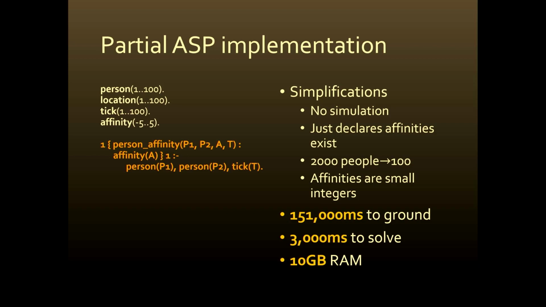It says there are 100 people, there are 100 time ticks. There is an affinity between every 2 people at every point in time, and it is one of 11 possible values. And that takes 10 gigabytes of RAM to execute, and it's not doing simulation. And I do not have enough disk space on my laptop to run this line for 2,000 people.